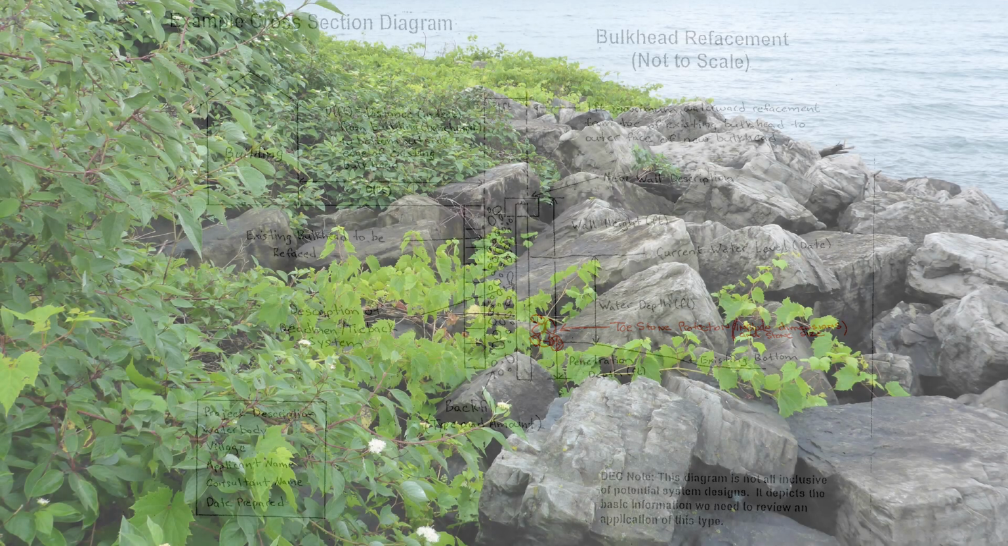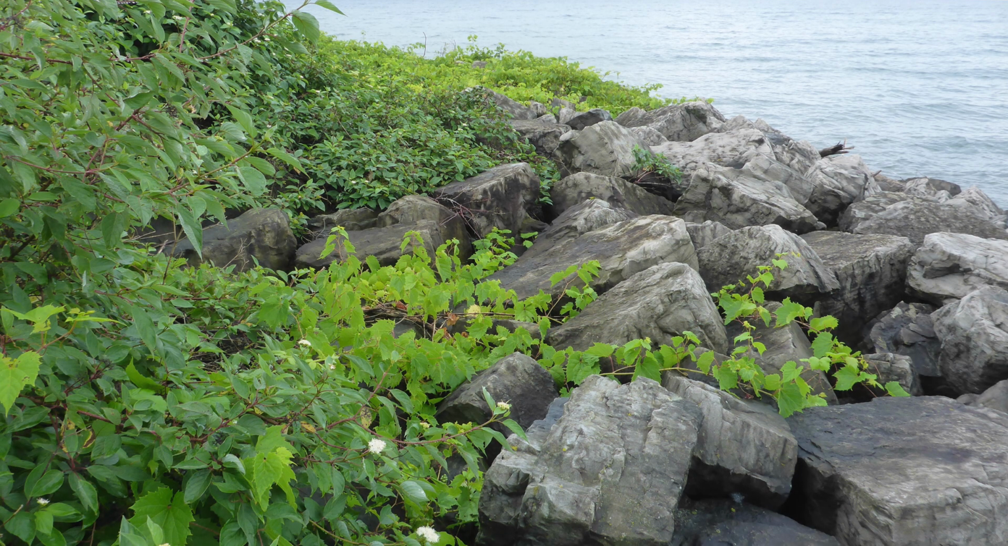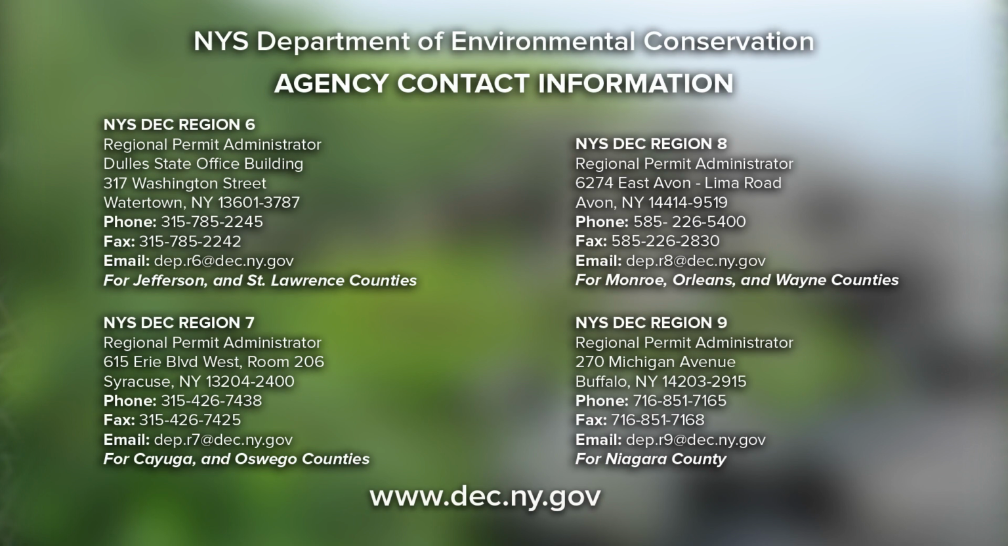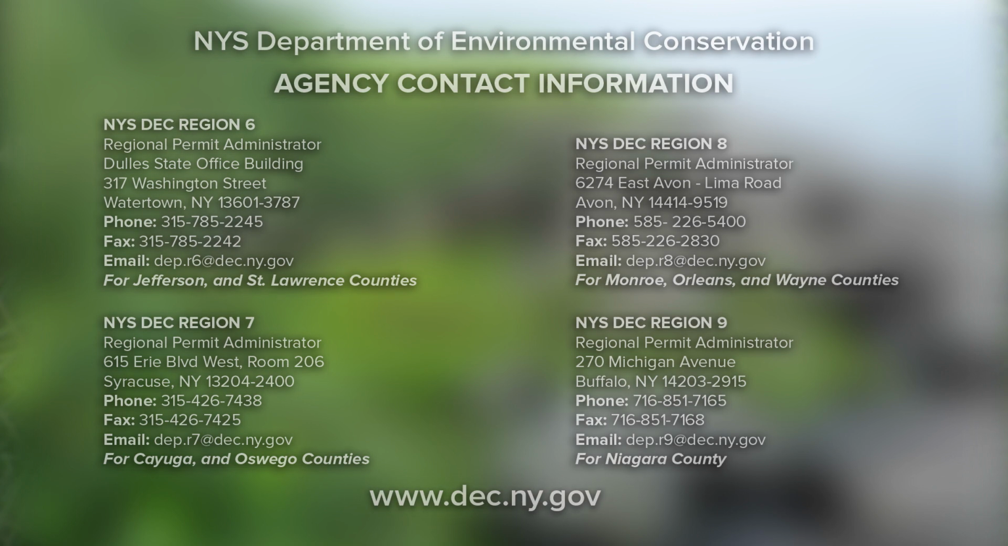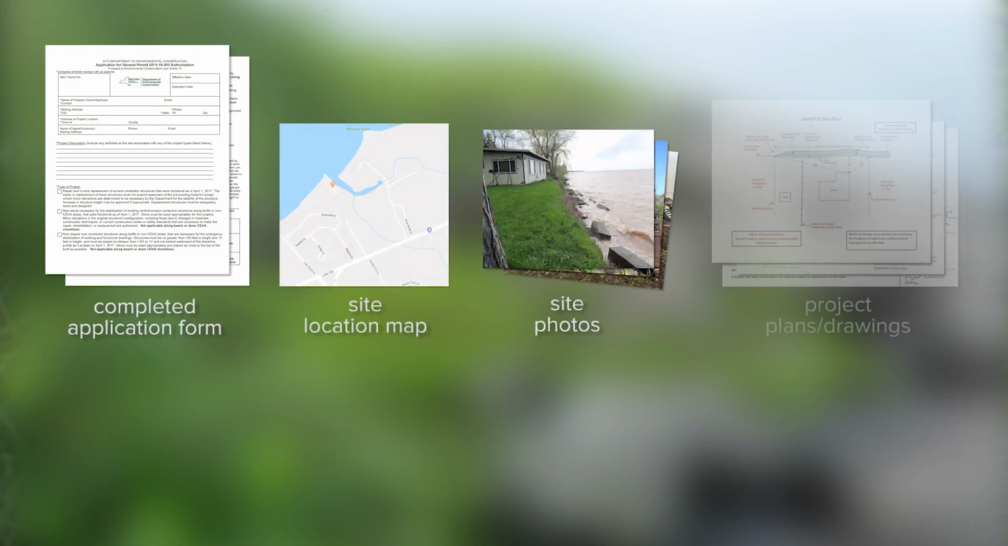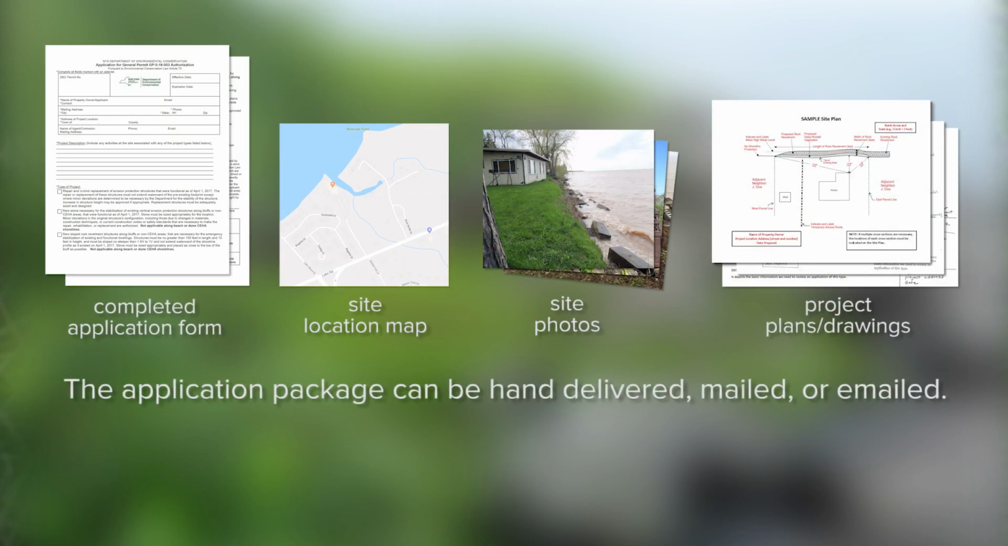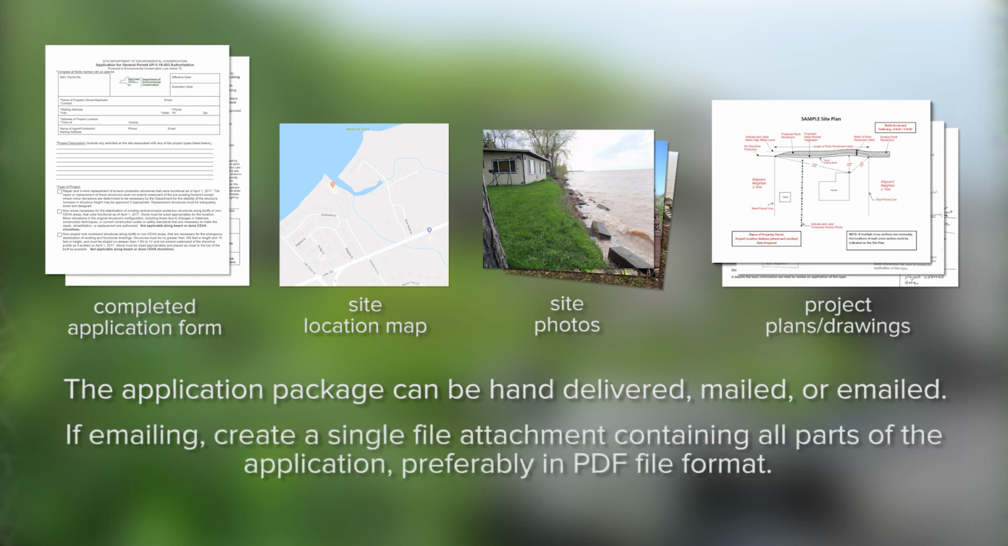Once you have a completed application, send it to your regional Department of Environmental Conservation office based on the county where the work is proposed. The location of your regional office can be found on the department's website at www.dec.ny.gov. The application package can be hand-delivered during normal business hours, mailed, or emailed. If you are emailing it, please create a single file attachment containing all parts of the application, preferably in PDF file format.